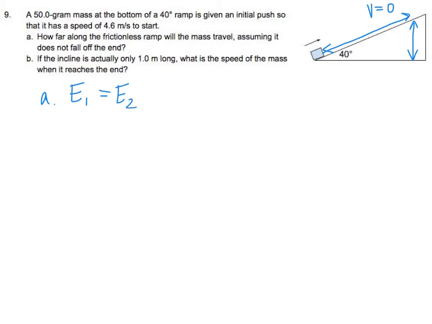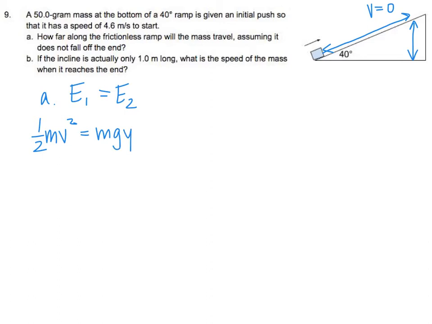And at the bottom, we're at the lowest point, so we'll set the potential energy equal to zero, and that means we only have kinetic energy. And then at the top, because we're coming to a spot where the object stops for a moment, there's only the potential energy.